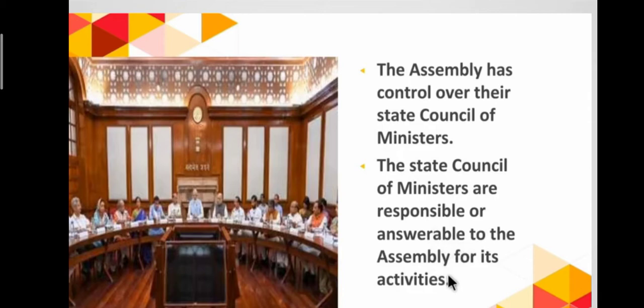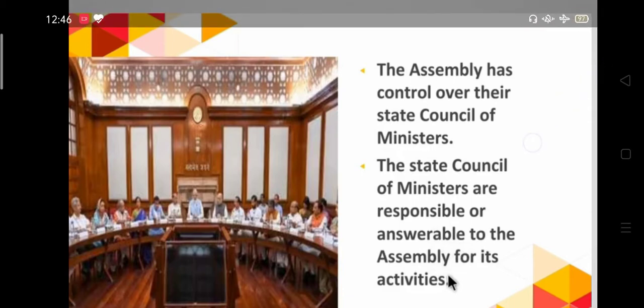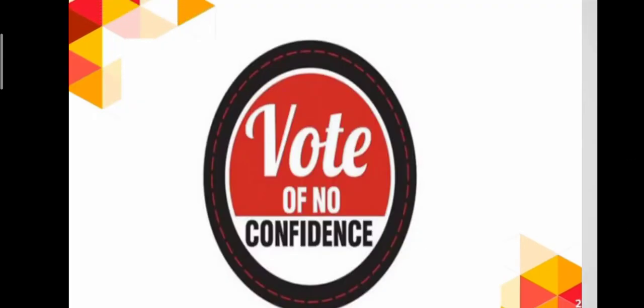The Assembly has control over the State Council of Ministers. The State Council of Ministers is responsible and answerable to the Assembly for its activities. If the Council of Ministers is unable to reach a decision, then a vote of no confidence occurs in the Legislative Assembly.